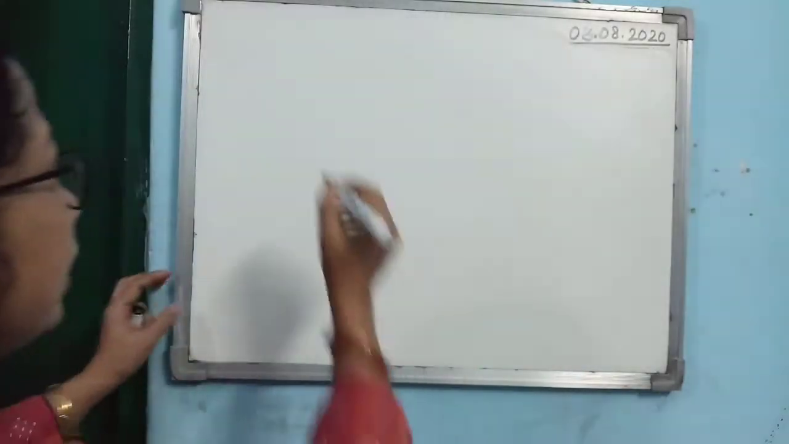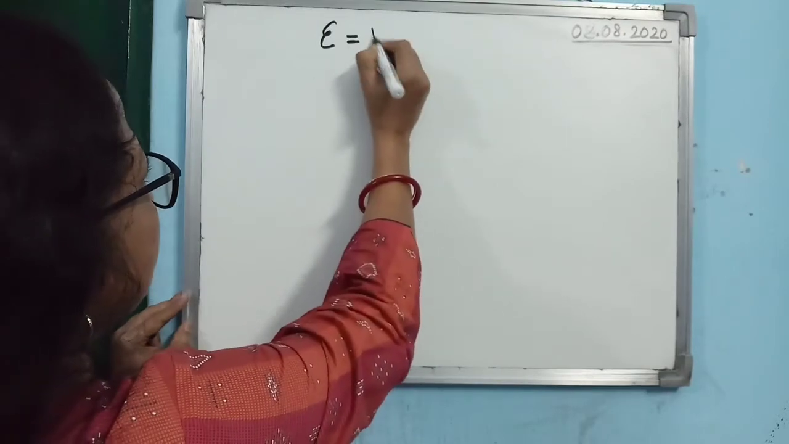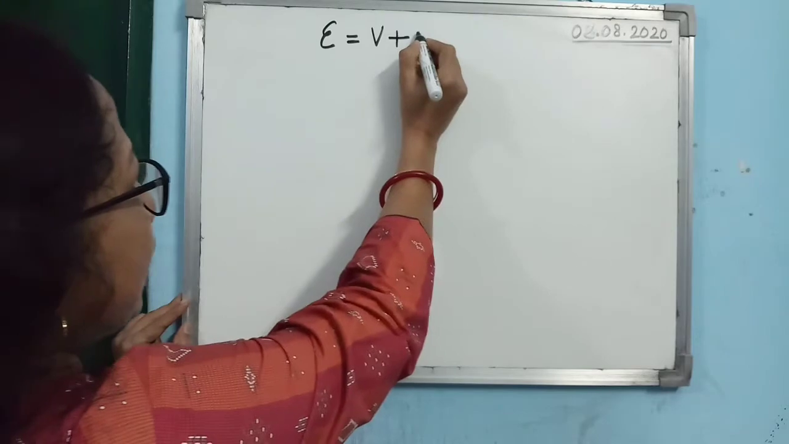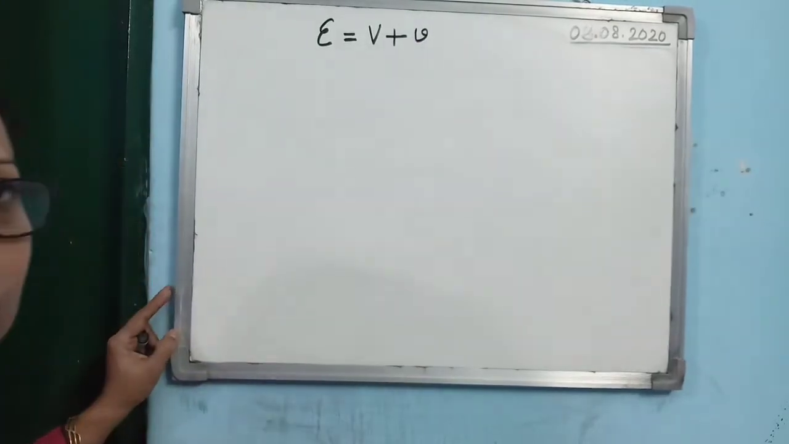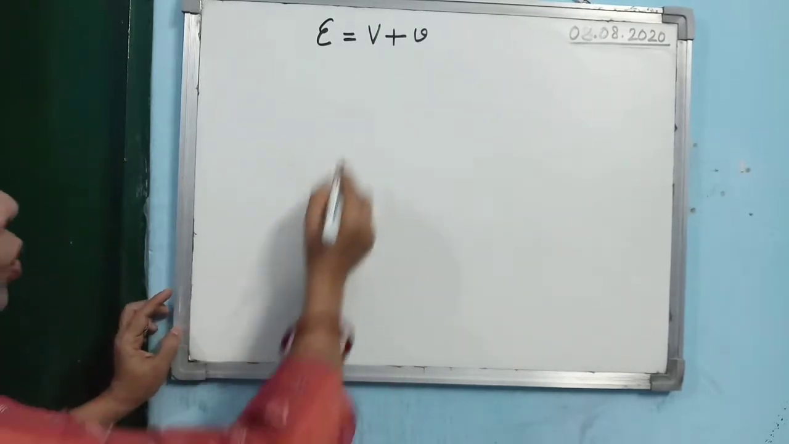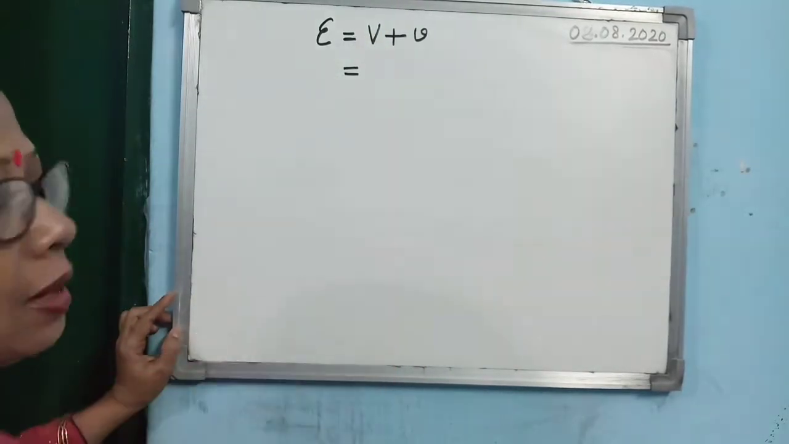So in the last lecture I discussed the EMF of the cell, terminal PD of the cell and the voltage drop across the cell. And what is the relation we have got? That EMF of a cell is equal to terminal PD, which is denoted by big V, plus the voltage drop across the cell.